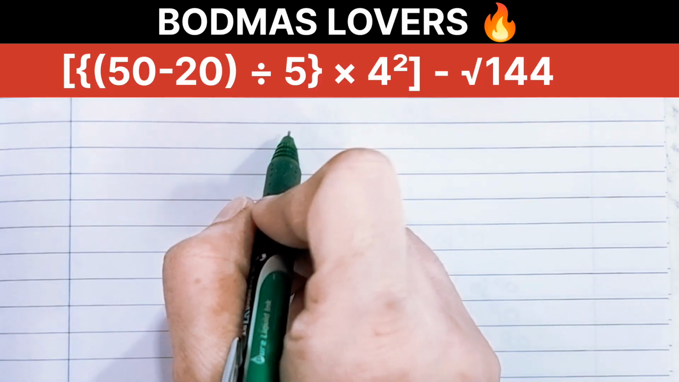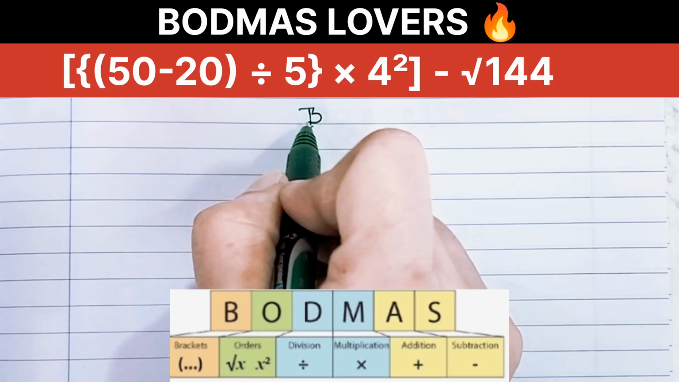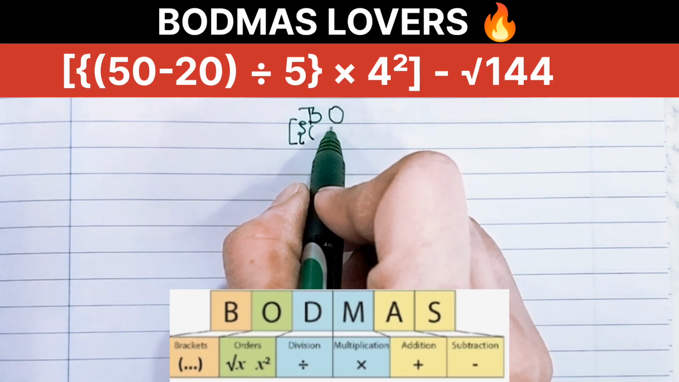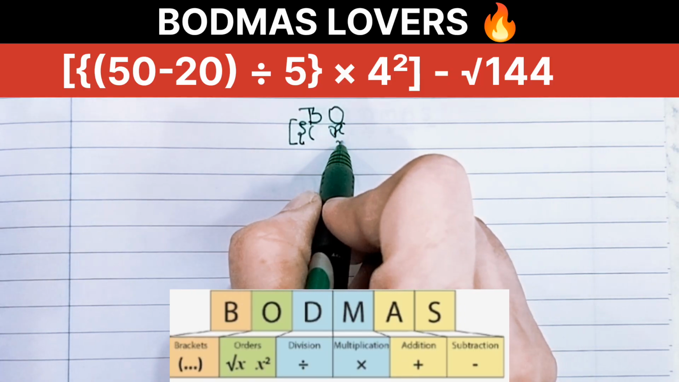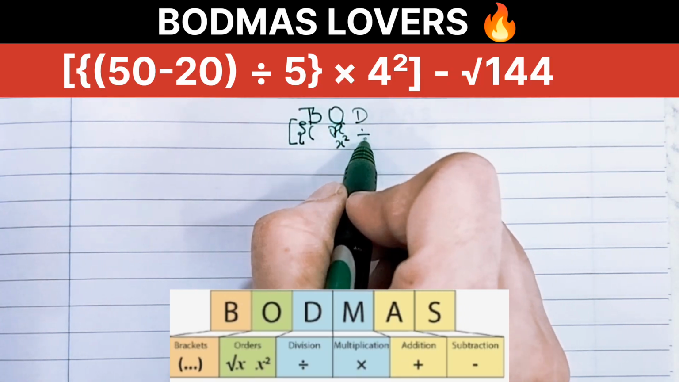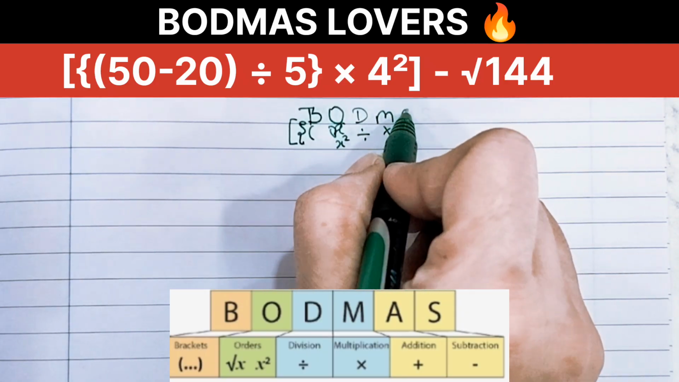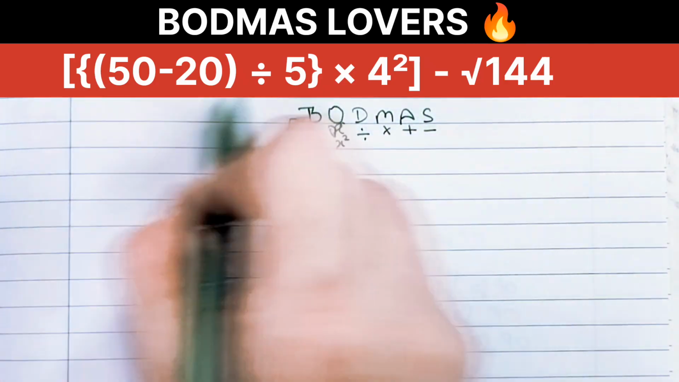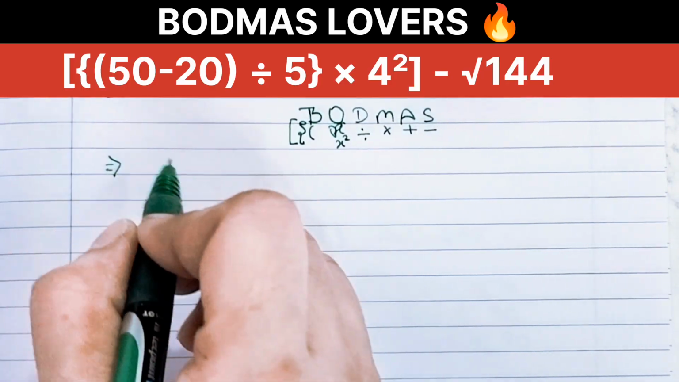BODMAS, which is the correct order of operations. First we solve brackets: small bracket, curly bracket, then square bracket. O stands for order, how we convert into multiplication, we solve roots and exponents. D stands for division, M stands for multiplication, A stands for addition, S stands for subtraction. According to this BODMAS sequence, we'll break down this expression step by step.